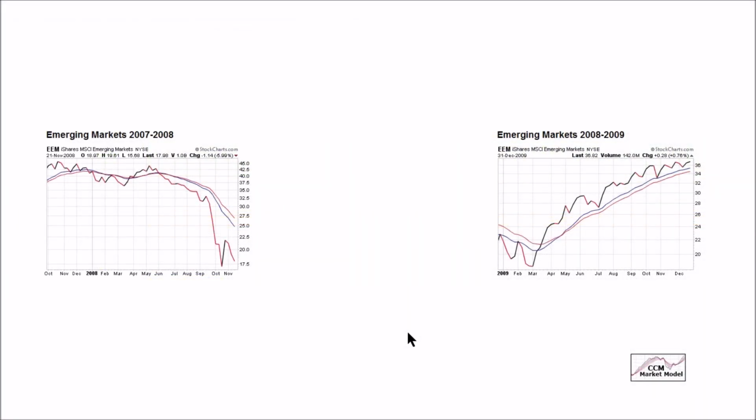As clients and regular viewers know, the CCM market model has two major components. The first component helps us with the prudent allocation between growth-oriented assets and conservative assets. And the second part of the model is the ETF scoring system that helps us identify what to plug in to the two sides of the portfolio. We're going to look at some of the charts followed by the ETF scoring system.